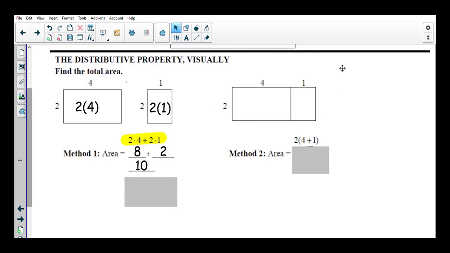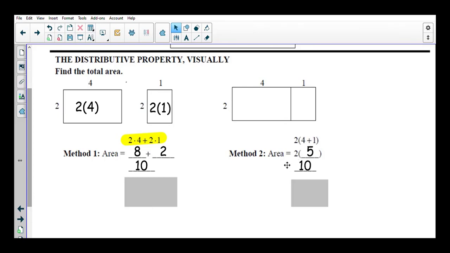The figure on the right is the exact same figure, except since the two rectangles happen to have the same height, or width, depending on which measurement you're looking at, or length, I put them together to form one big rectangle. So you can also multiply base times height by taking 2 times the sum of 4 and 1. And 4 plus 1 is 5, and 2 times 5 is also 10. So the reason why we look at these two different ways is to show you that 2 times in parentheses 4 plus 1 is the same as 2 times 4 plus 2 times 1.